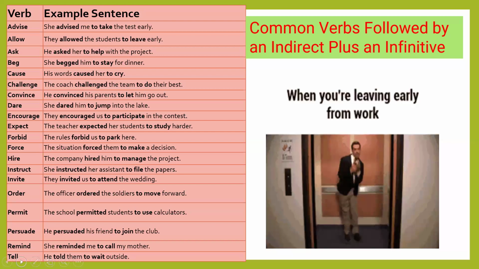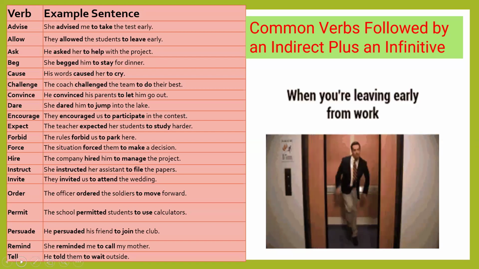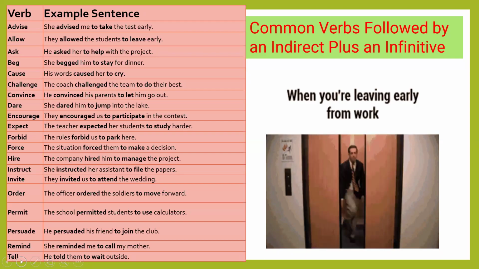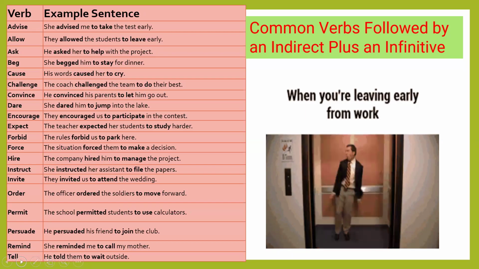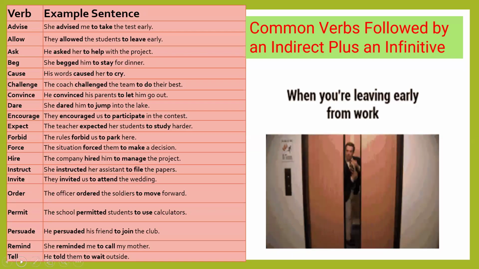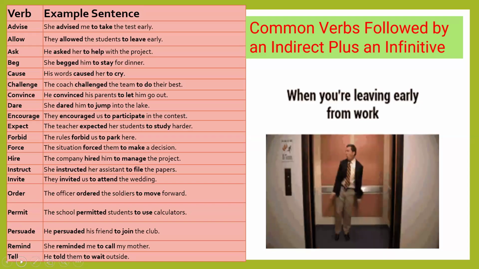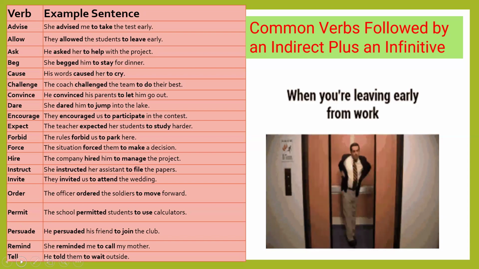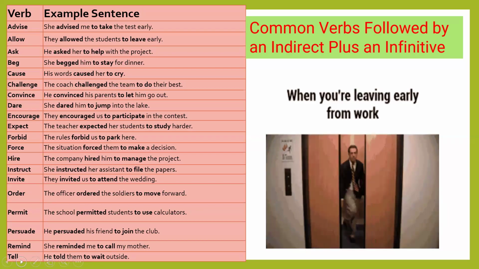Common verbs followed by an indirect object plus an infinitive. An example is given. Advise: she advised me to take the test early. Allow: they allowed the student to leave early. These are a few verbs which are followed by an object also. She advised me to take the test early: advise is the verb, me is the object, to take is the infinitive. They allowed the student to leave early: the student is the object, to leave is the infinitive.